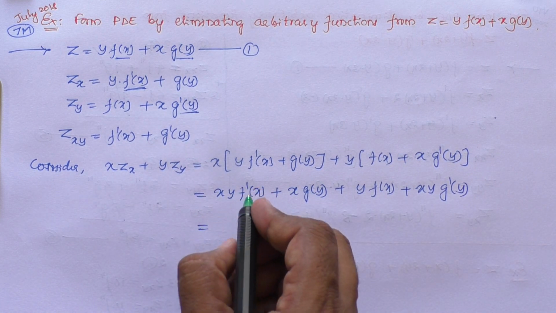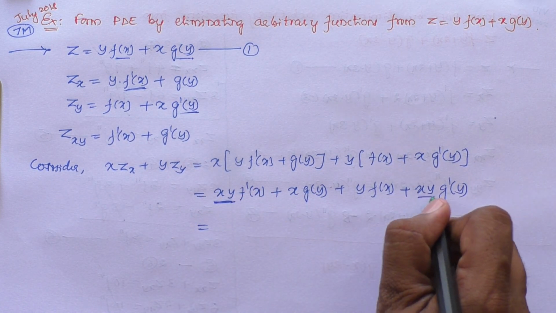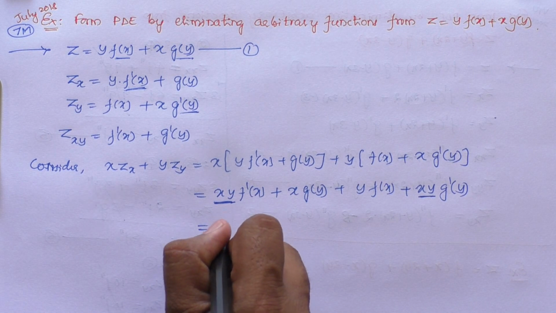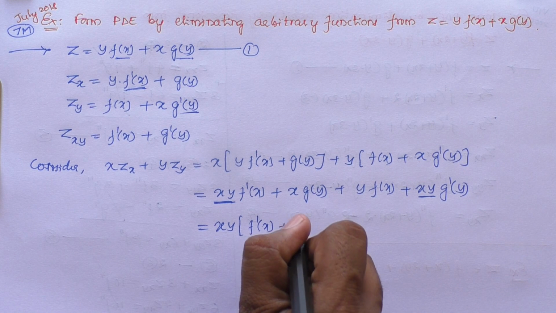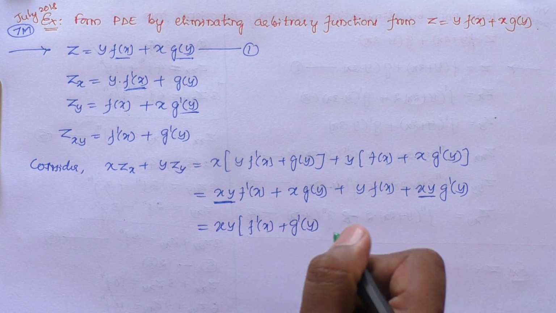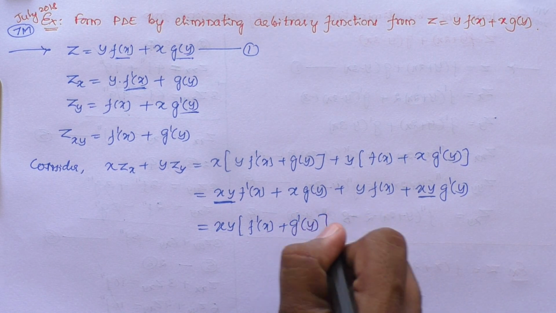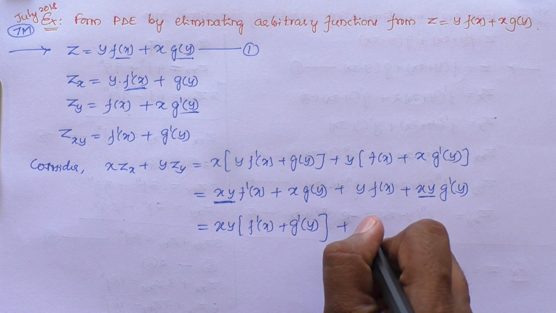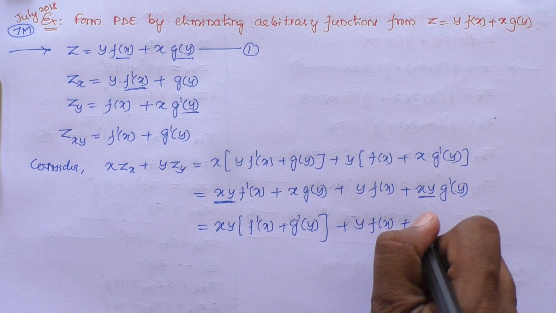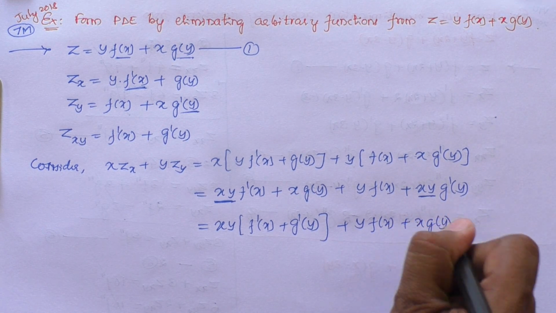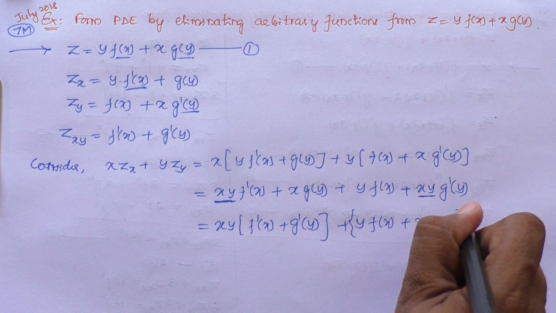So now we have two terms, xy terms, take common, so xy into bracket f dash x plus g dash y, plus x y f of x plus x g of y. So like this we got another term.